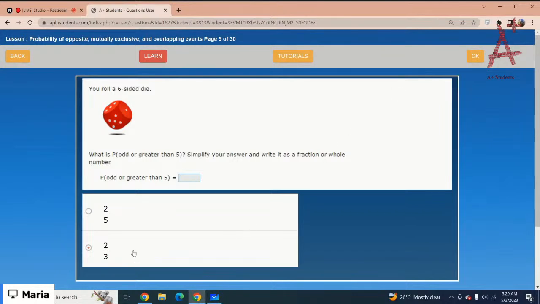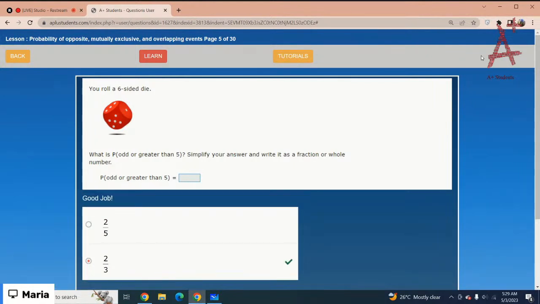You have 4 options. 3 of them are the odd numbers and one of them is 5. So it would be 4 over 6. And when you divide them by a common factor, it would be 2 by 3. The correct option is 2 over 3.